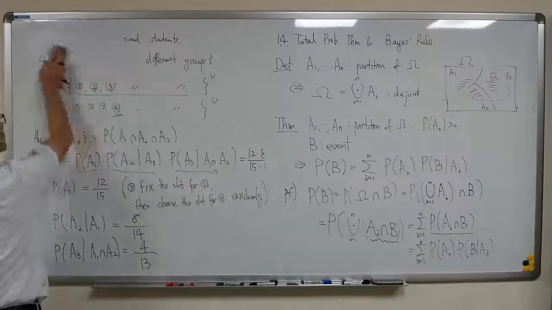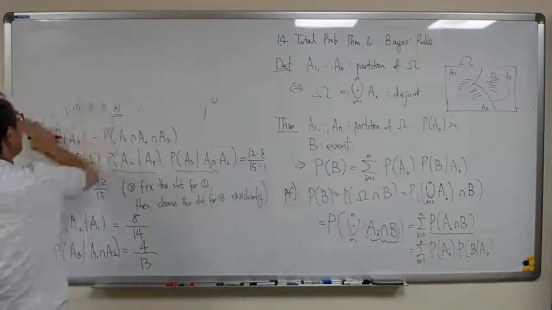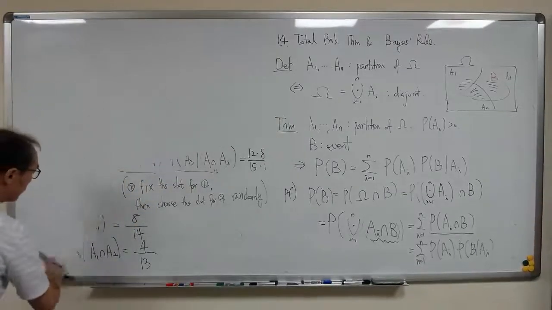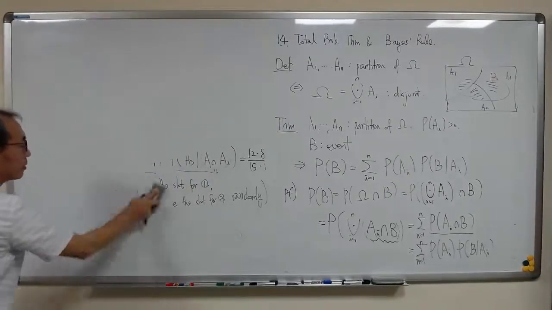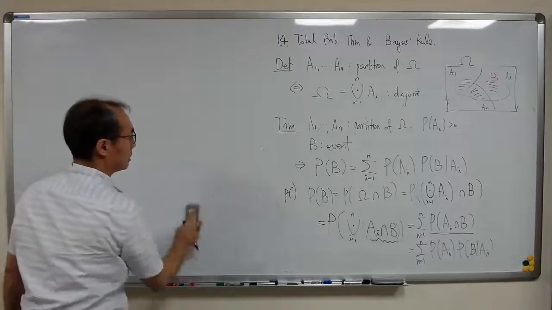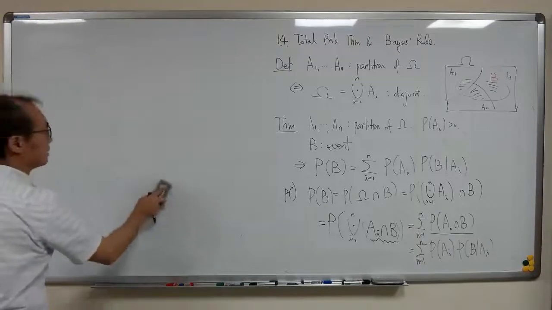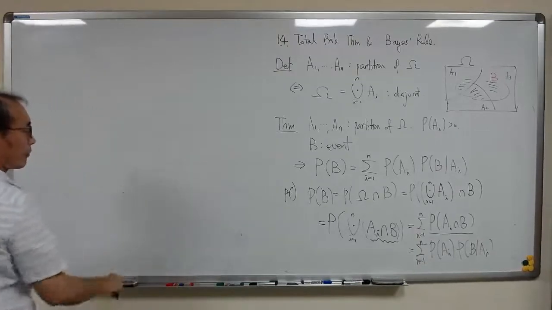Okay, this is what's called the total probability theorem. The total probability is obtained by the summation of the probability of that event over individual elements of the partition.